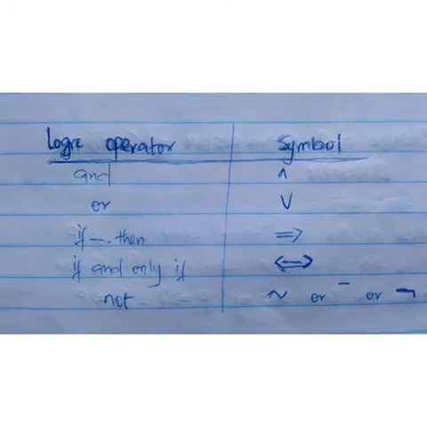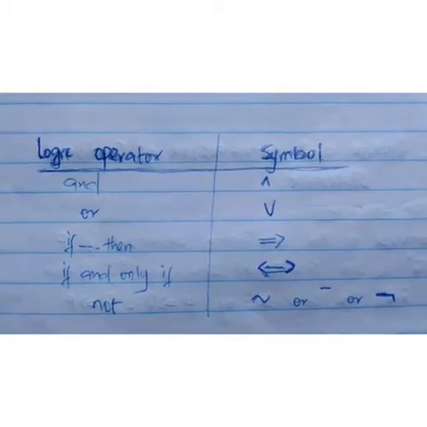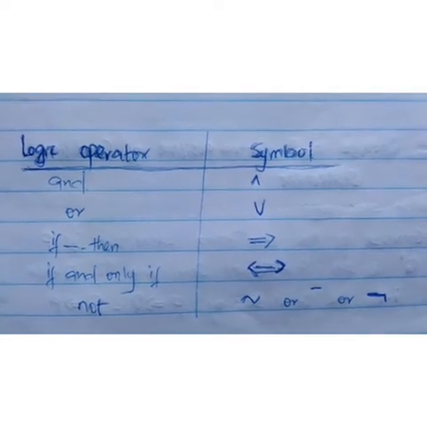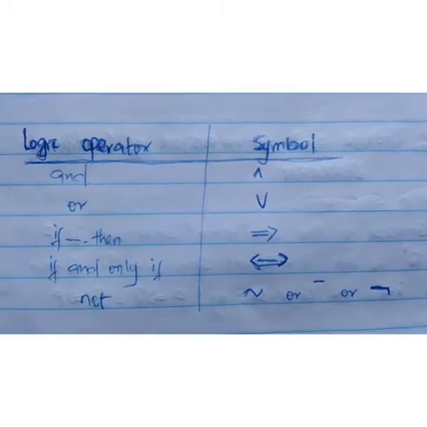Now, logical operators and symbols. For and, that's the representation. For or, that's the representation. For if, then, that's the representation. For if and only if, that's the representation. For not, we have three different representations which we can see on the table below.